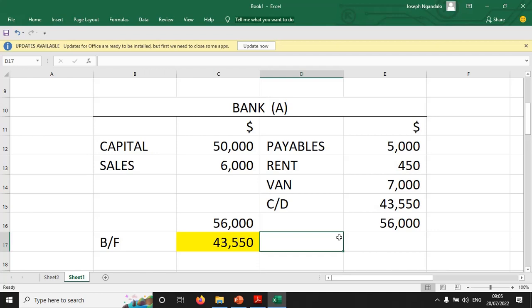So what we're saying is, this account is big on the debit side. Isn't that so?